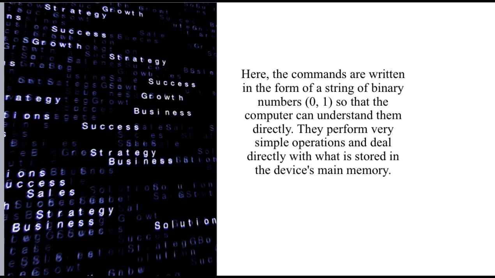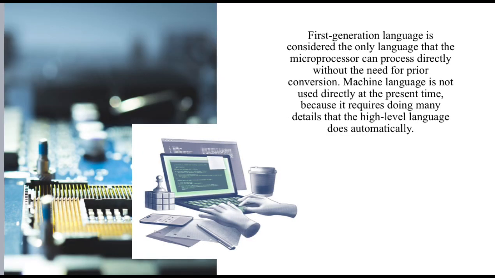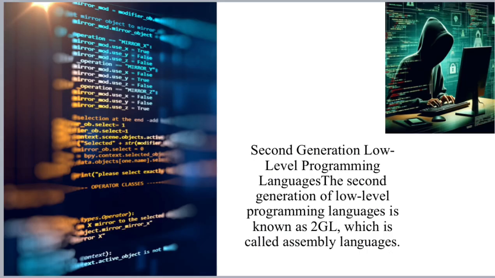They perform very simple operations and deal directly with what is stored in the device's main memory. First generation language is considered the only language that the microprocessor can process directly without the need for conversion. Machine language is not used directly at the present time because it requires doing many details that the high-level language does automatically.